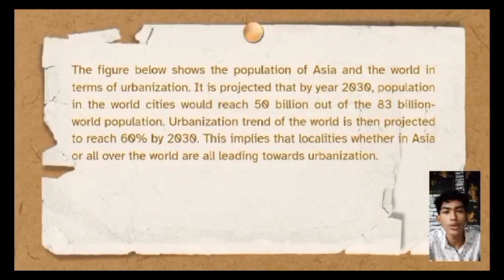The figure below shows the population of Asia and the world in terms of urbanization. It is projected that by the year 2030, the population in the world's cities would reach 50 billion out of the 83 billion world population. The urbanization trend of the world is then projected to reach 60% by 2030. This implies that localities, whether in Asia or all over the world, are all leading towards urbanization.